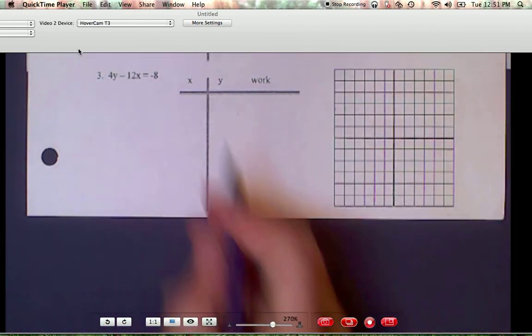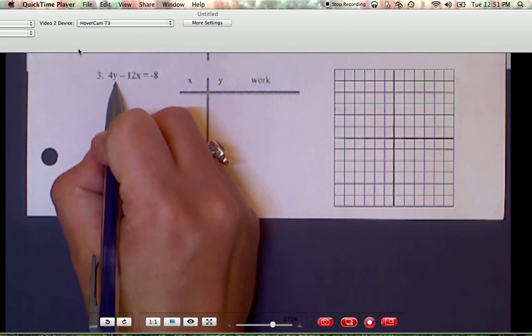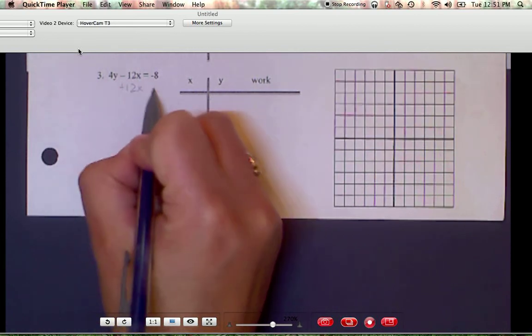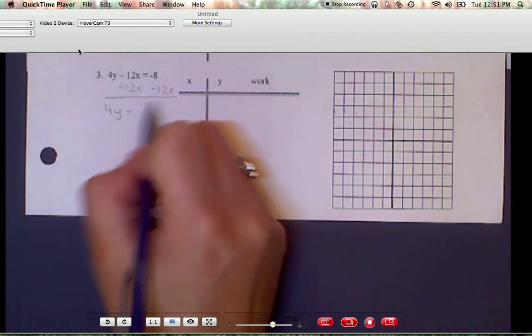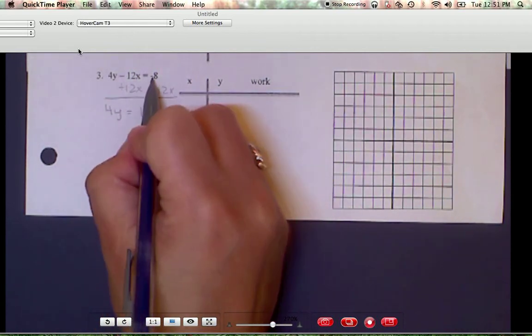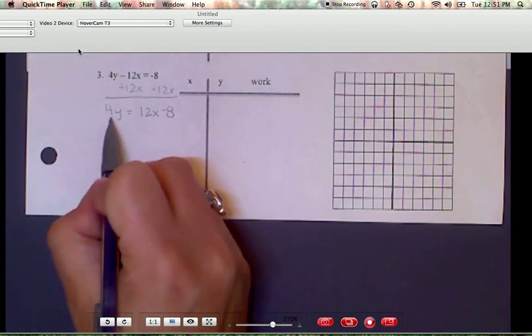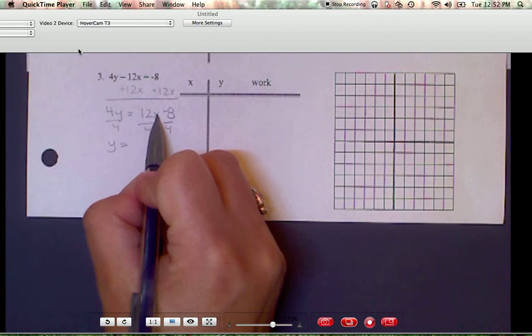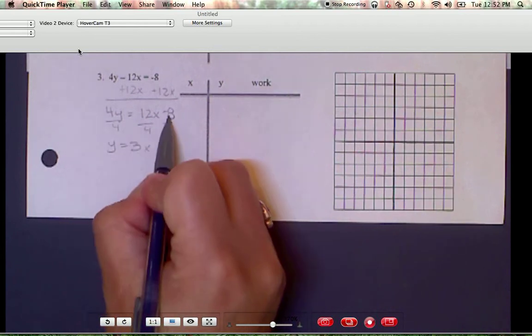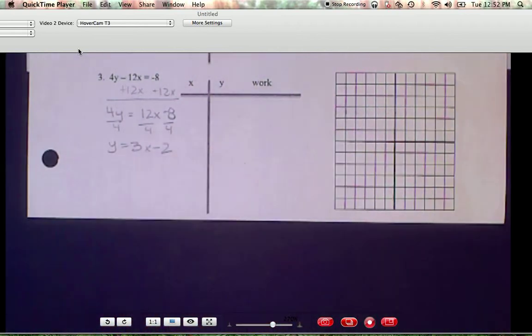Okay, so we need to move the x away from the y first. So we add the 12x to both sides. 4y equals 12x, bring the x down first, minus 8 because it's negative. Then divide everything by 4. And we get y equals 12x divided by 4 is 3x, negative 8 divided by 4 is negative 2.